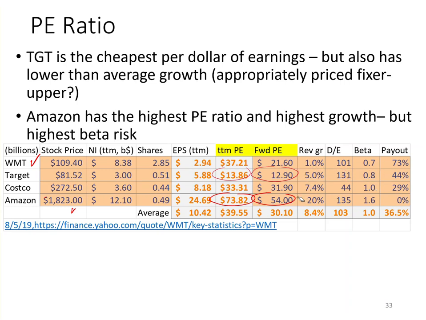Now let's go back to our Walmart. What is Walmart telling me? Well, the average PE ratio for this set of comps is 30. Walmart is below average PE ratio, so it's on the cheaper side. But they do have the lowest growth, but they also have lower risk. So I'm not sure what to think about this. And this is often what's going to happen.